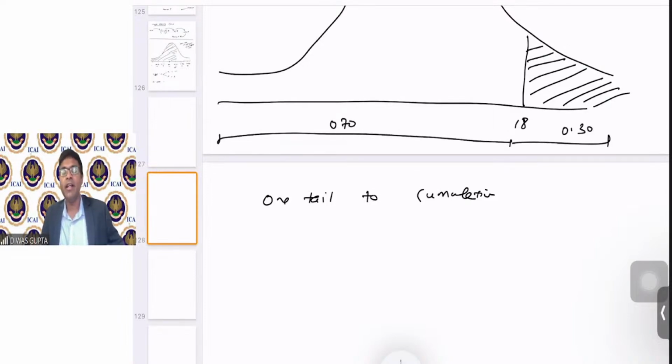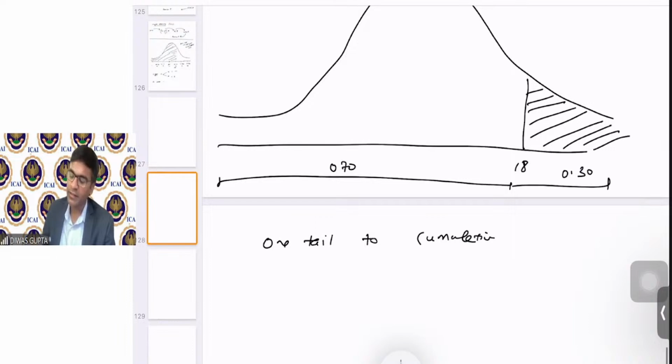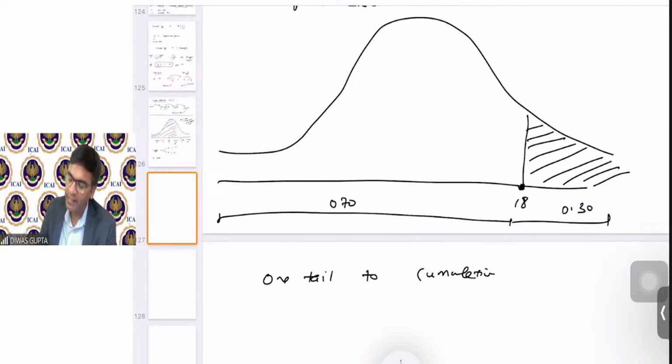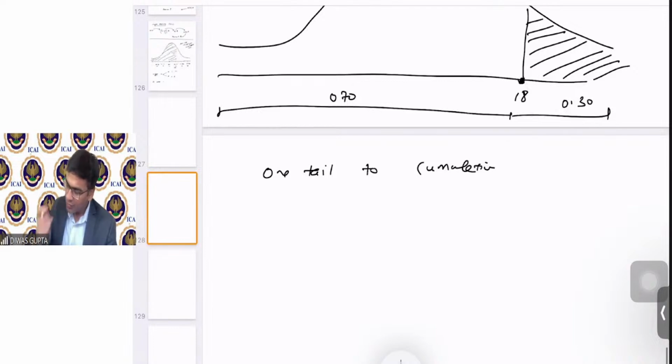So Namrata, we take cumulative because we have to arrive at the total probability. If you ask me what the probability is to achieve 18, I will always take the cumulative probability from left to right. That is my total probability to reach 18. So this will become 1 minus 0.30 is equal to 0.70. Okay, students, I hope this is clear.